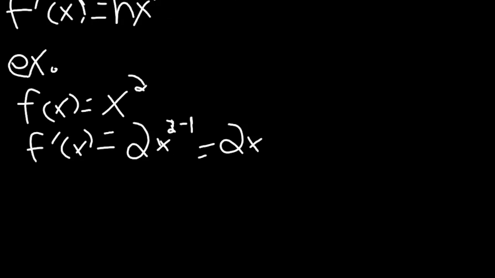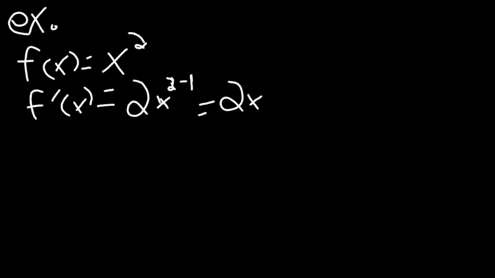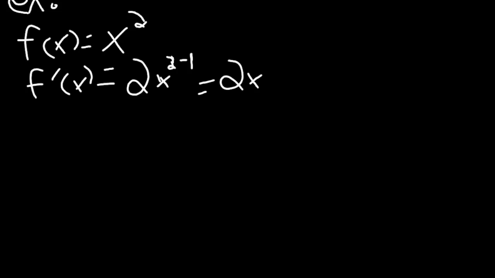Let's do another example. This time, remember, n can be any number as long as it's not 0. So let's do the power rule with a negative number. This gets a little bit more complicated, but remember, it's just an exponent, and negative all it means is it's 1 over that number to that power. And that's all it is.